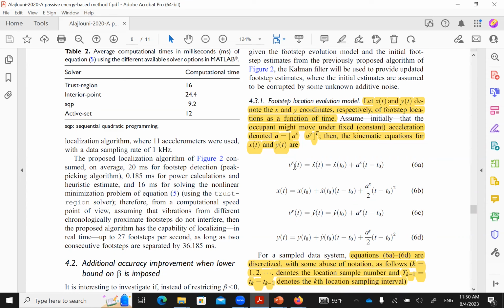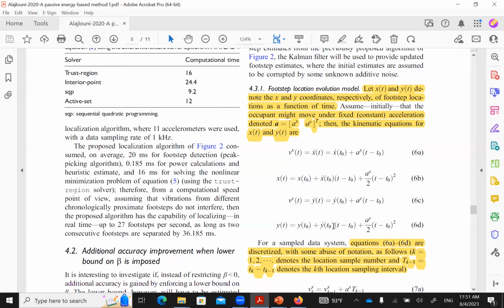We have equations for the X coordinates and equations for the Y coordinates. So velocity in X at time T equals previous velocity plus acceleration times the time difference. I don't know if this is clear. Can you see it? Oh, you can. And the position equals current position plus velocity times time difference plus acceleration times time difference squared over 2. Equations 6a and 6b are for the X coordinates. Same equations, we repeat them for the Y coordinate. So now we have 4 equations.